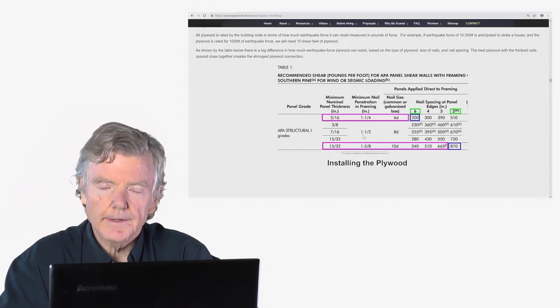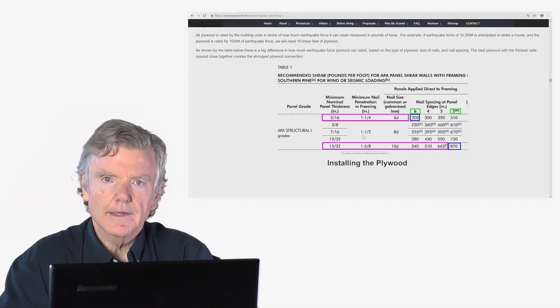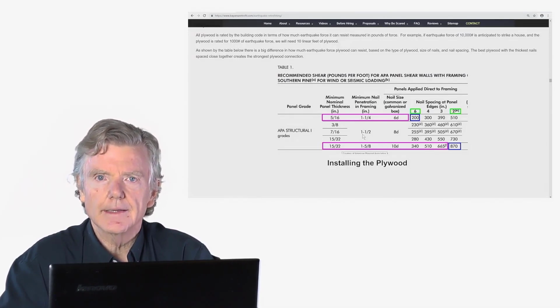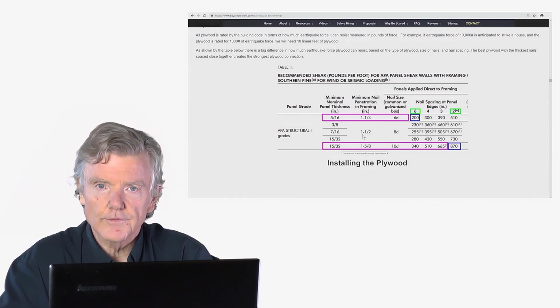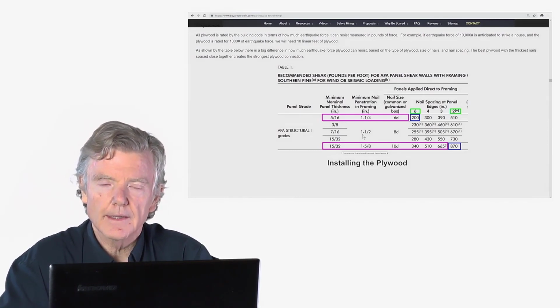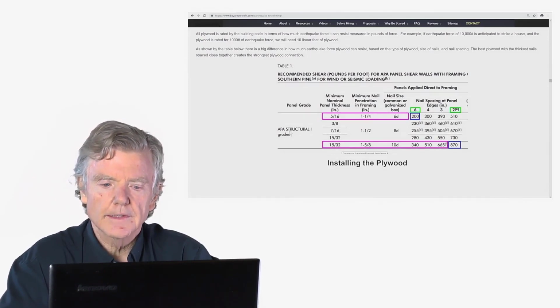When you go over 870 pounds per linear foot, you go into an entirely different set of tests and tables for high capacity shear walls, which we use sometimes, but they're pretty complicated, take a lot of extra framing, etc. But we normally use what's right here because it's simpler and building departments are used to seeing it.